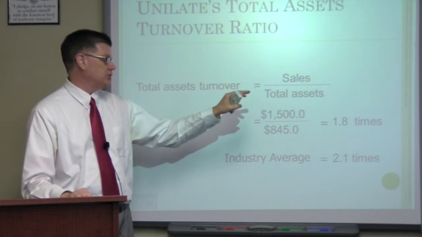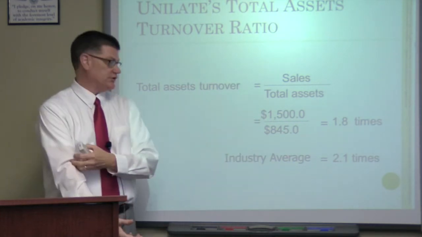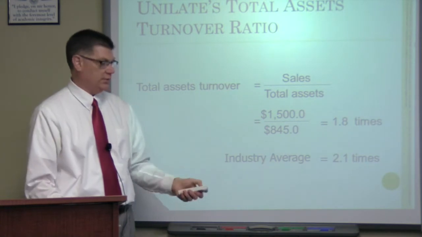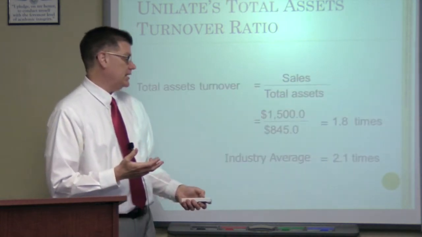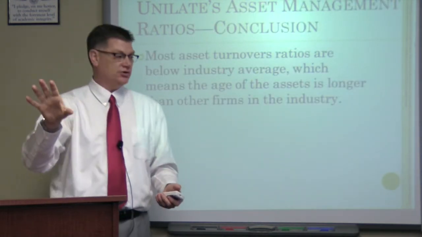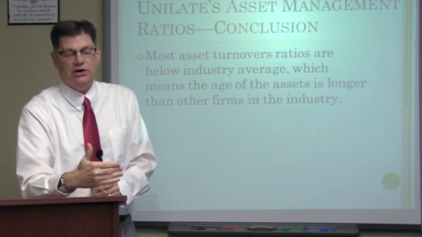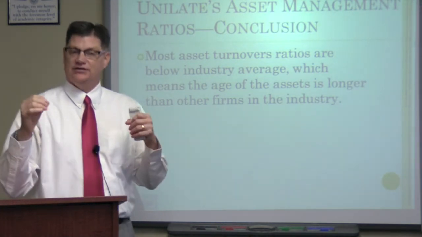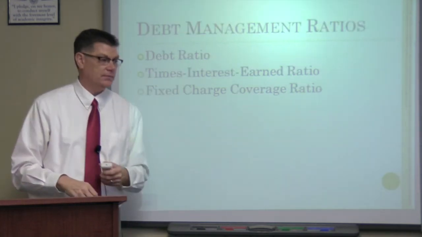Last one, sales over total assets. We start to see this grow a little bit over what we had before, which was the fixed asset portion of it. In total, what this tells us is that all of our turnover ratios are below the average. That means they're not using their assets as efficiently as the rest of the industry is using theirs.